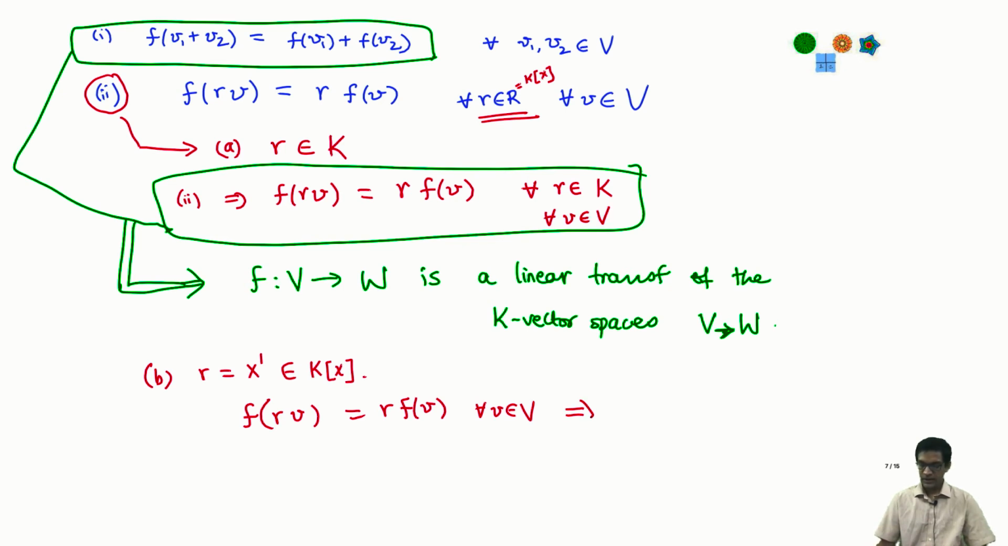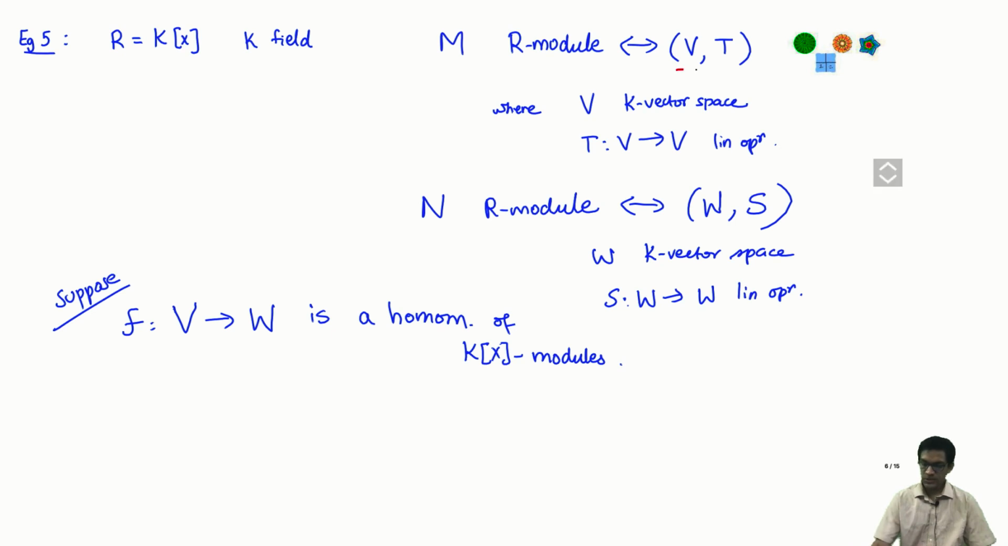Now what does this imply? Since r is x, this means that f of x acting on v should be x acting on f(v). And recall that the action of x is exactly given by the action of the operator T. So this is the same as S acting on f(v). Okay, so this last equation comes from realizing that this data exactly says that the polynomial x acts as T and the polynomial x acts as S on V and W respectively.